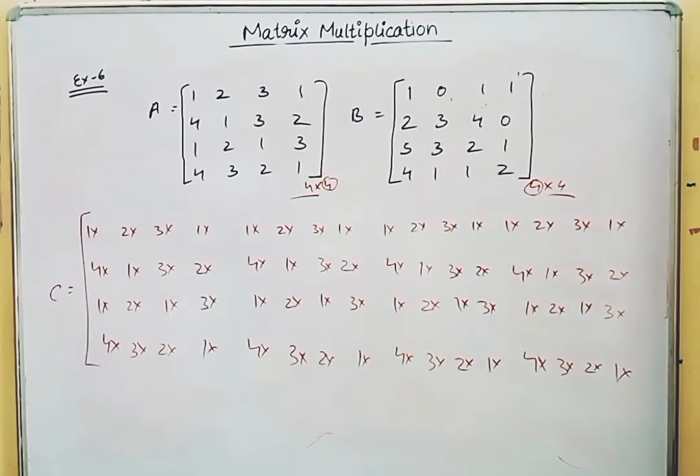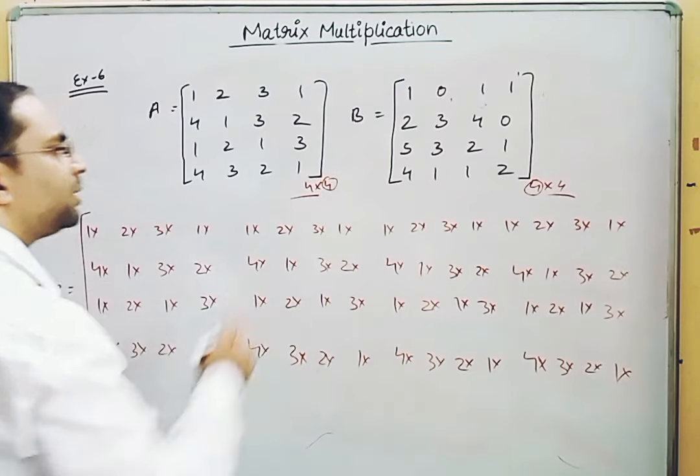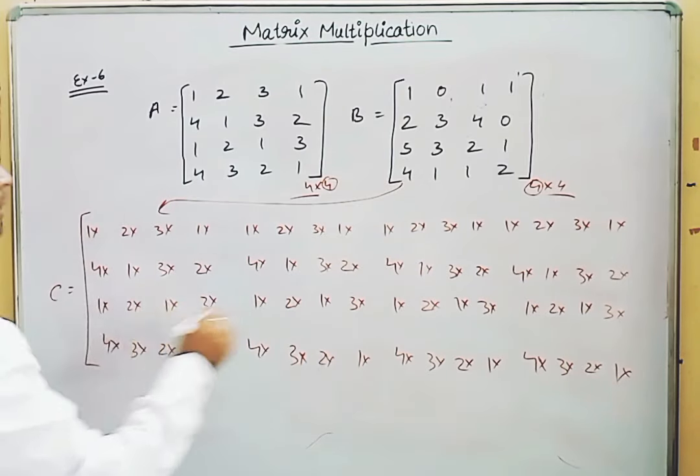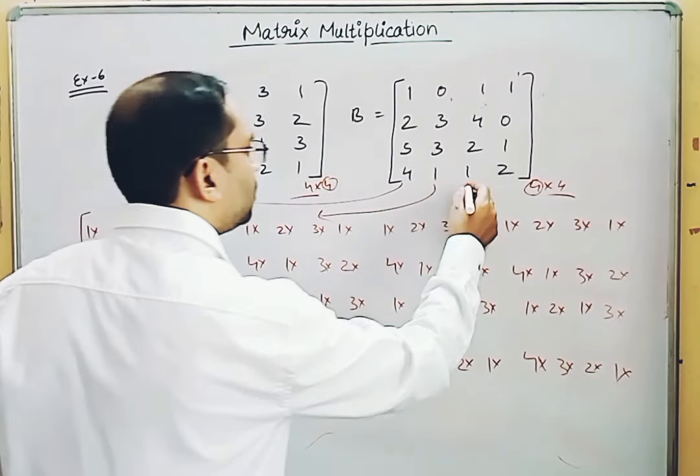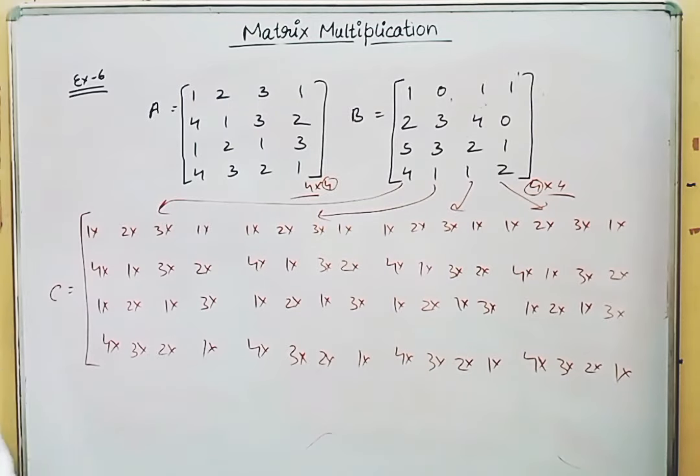So we are done with the multiplication signs. Now we'll supply the second matrix's columns. So this first column will be supplied here, the second column will be supplied here, the third column will be supplied here, and the fourth column will be supplied here.